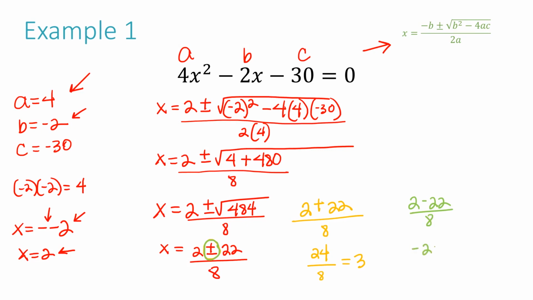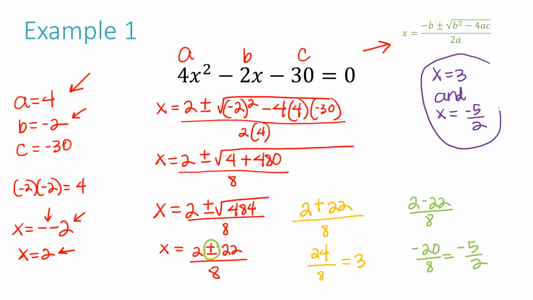That gives me negative 20 over 8. And then that simplifies to negative 5 over 2. Now I know that the solutions to this equation are x equals 3 and x equals negative 5 over 2. Now I'm going to show you how you can check your answer to make sure it's correct.